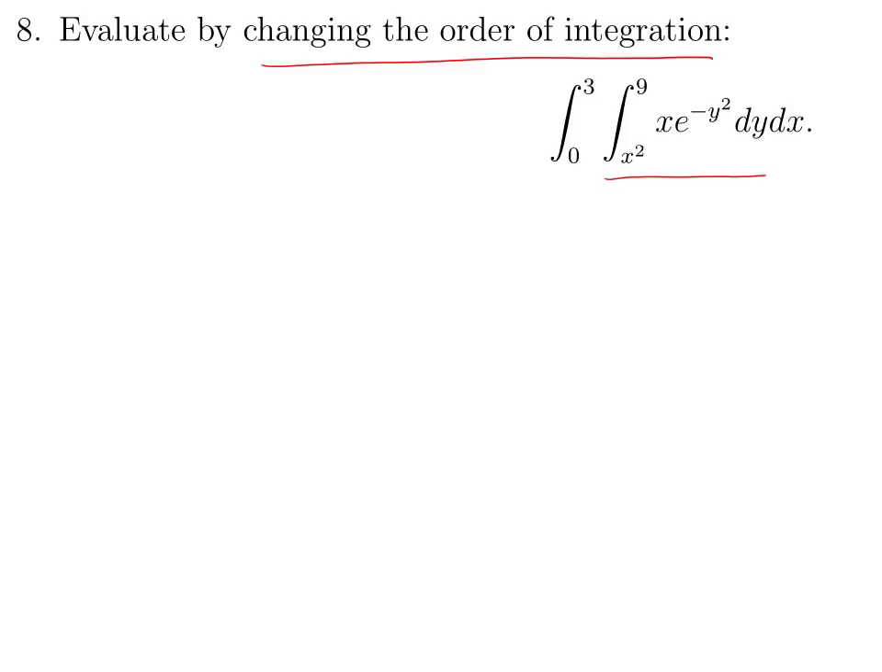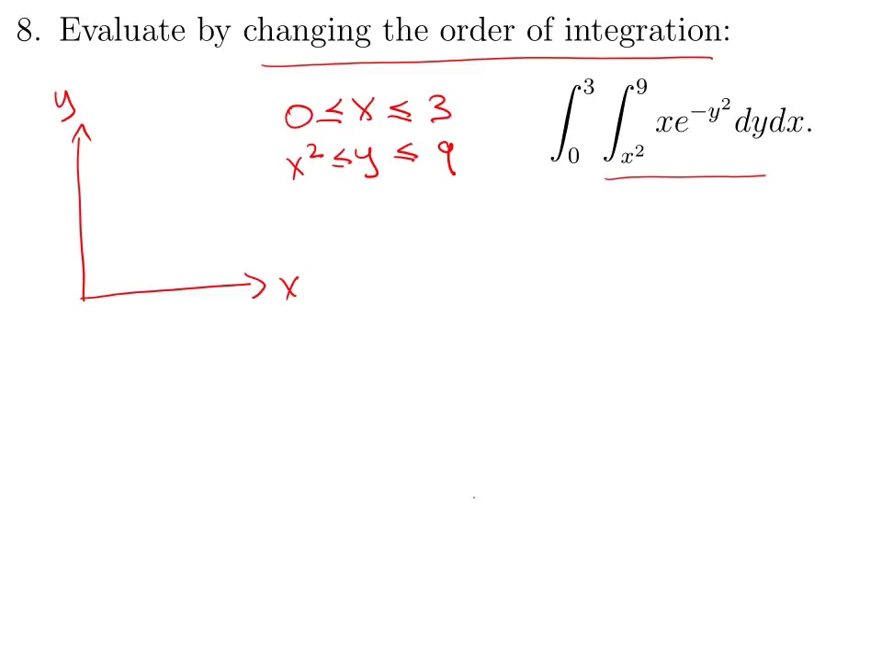So again, the right thing to do is think about what region of integration this defines. The two inequalities here are that x is between 0 and 3, and y is between x squared and 9. This is a classic type 1 region. Let's just draw it in the plane. So x and y. x goes between 0 and 3, and now y goes between x squared and 9.